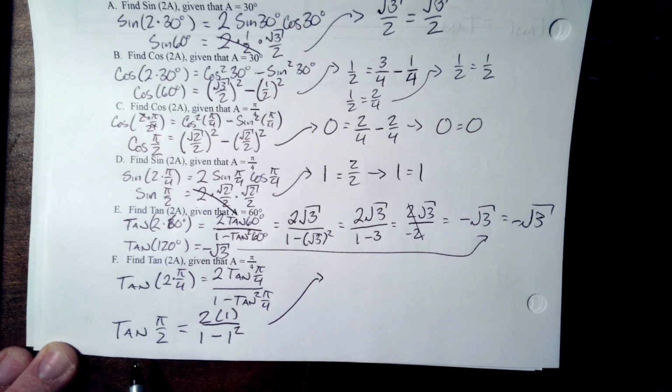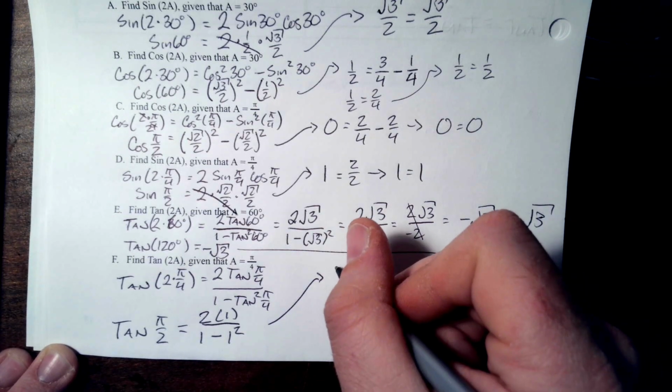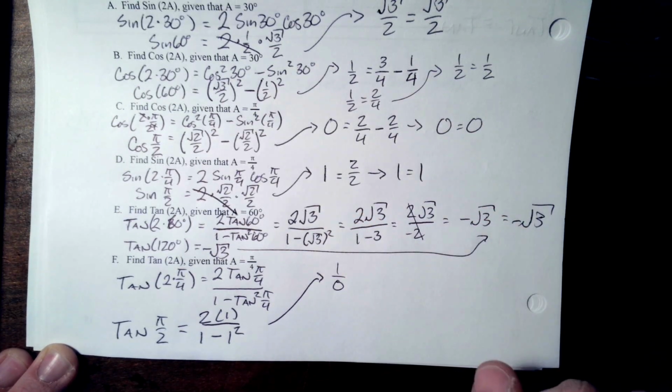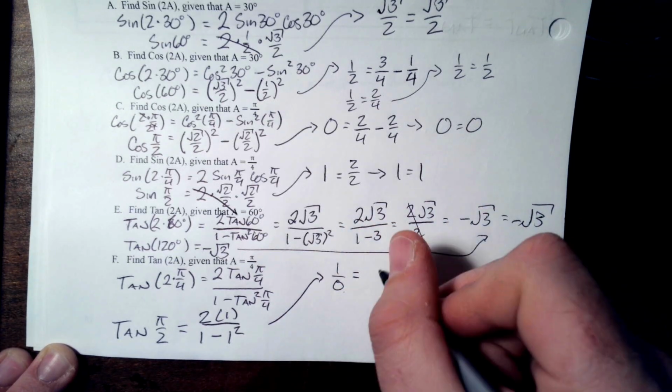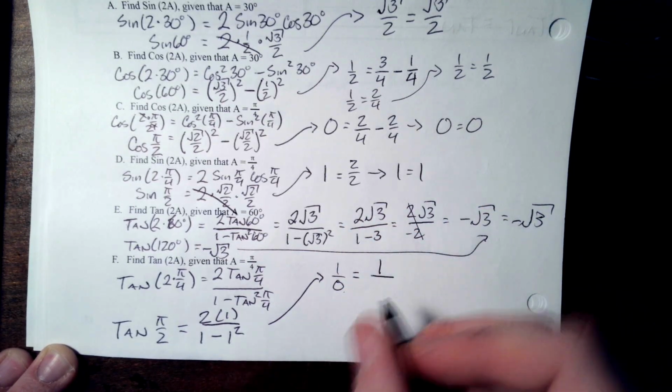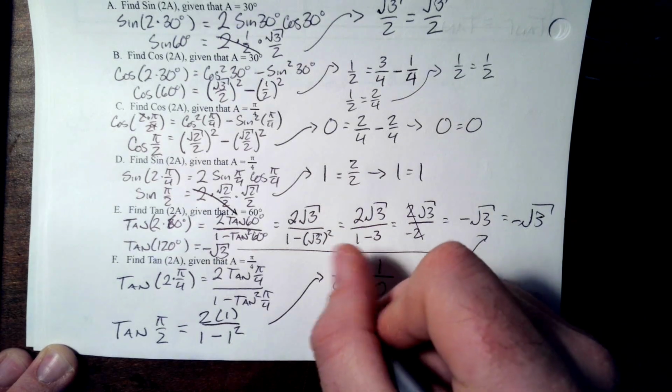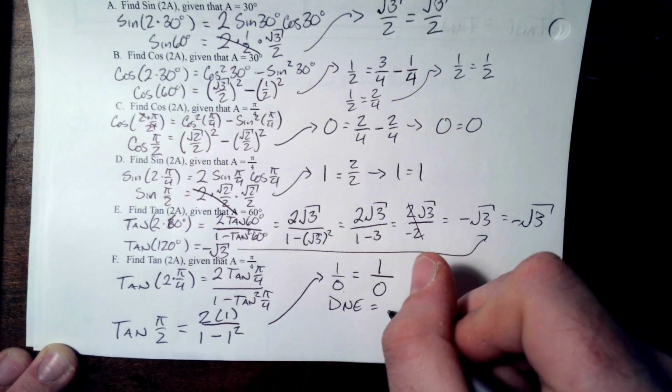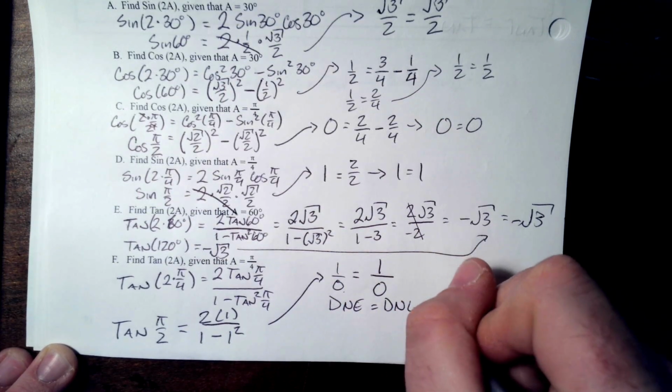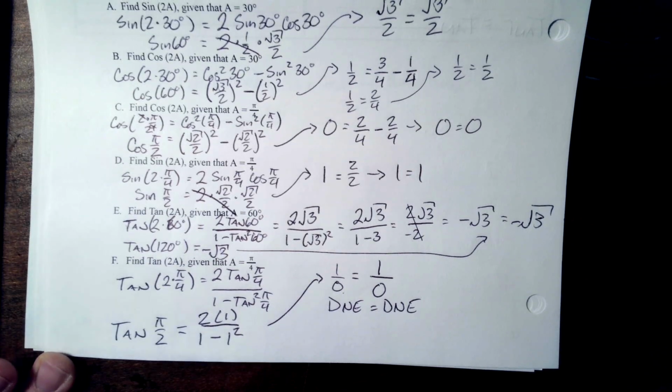The tangent of pi over 2 would be 1 divided by 0, sine divided by cosine. And 2 times 1 is 2, over 1 minus 1 squared is 0. So this does not exist because this is one of the places where tangent has its vertical asymptote.